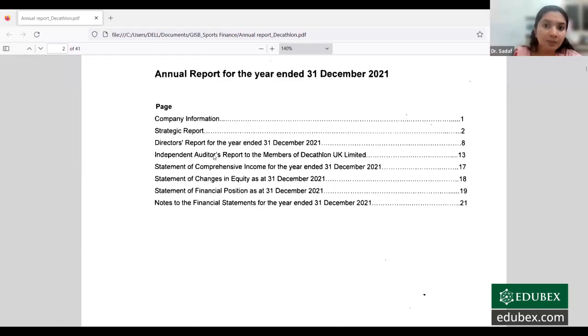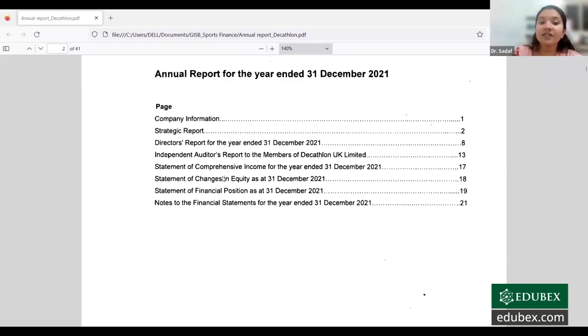Then we have auditors report. So auditors are the people who are examining the financial statements, who are examining the company after the financial year is over. So they come in after the financial year is over and they are examining the company's financial status to see whether company has properly reported them in the statements.